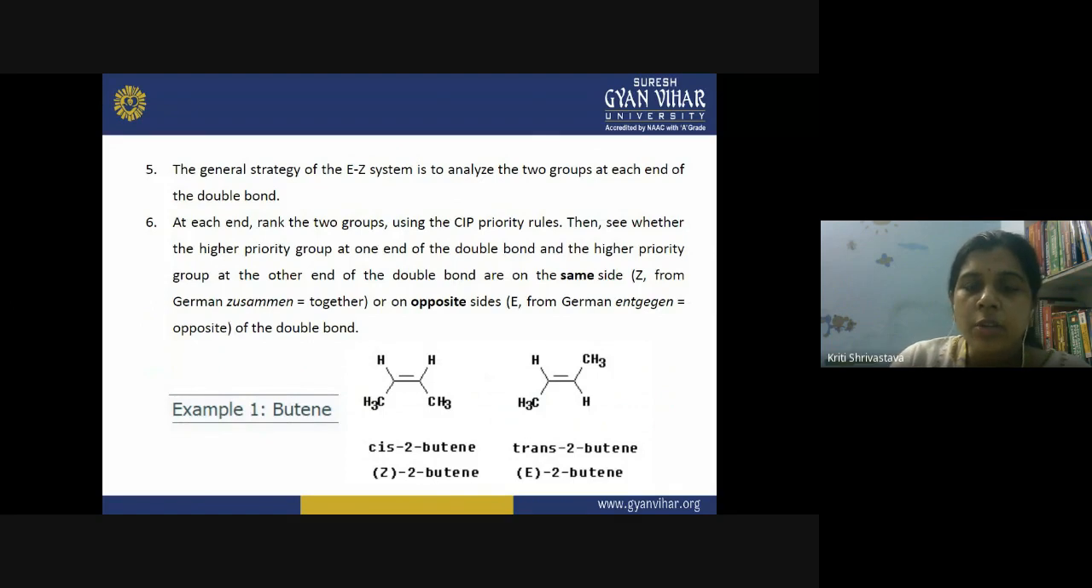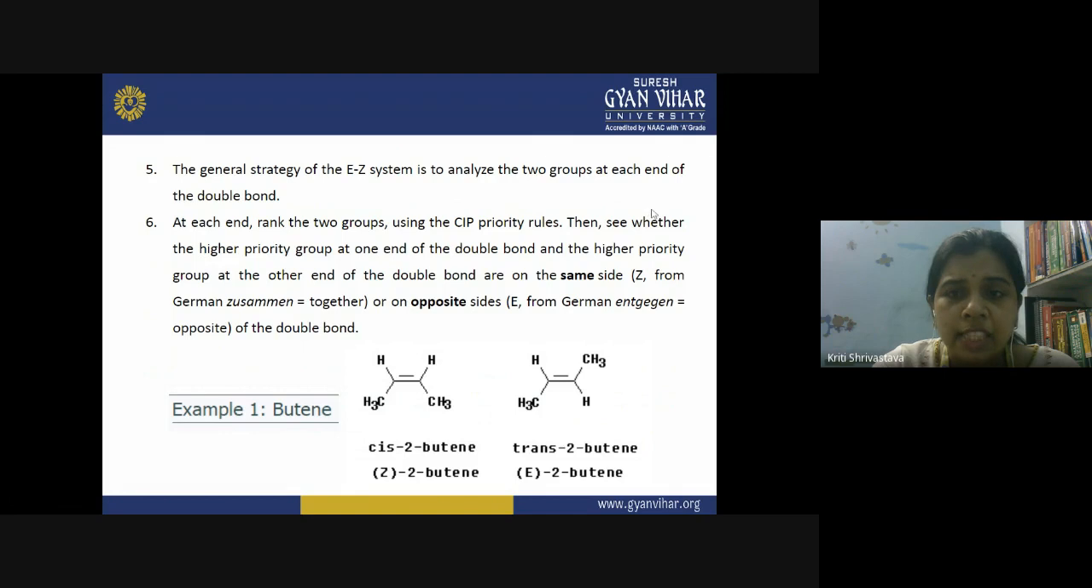So what do you do? First of all, we analyze the two groups at each end of the double bond. So this is my carbon-carbon double bond, right? And if the two methyls are on the similar side, we call it cis-2-butene. And if the two methyls are in the opposite direction, you call it trans-2-butene. But in the case of IUPAC nomenclature, you have to give the E and Z prefix to them.